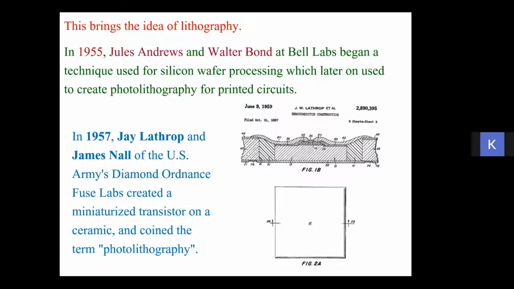Now this concept was later utilized by Andrus and Bond at Bell Lab later in that year. And in 1957, Lathrop and Nall of the US Army's Diamond Ordnance Fuze Labs created a miniaturized transistor on a ceramic substrate and first coined the term photolithography. So you can see how the concept of lithography came within the semiconductor industry, or the electronic device people, from a printing medium. So this is, you can say, a change of the concept from the printing part to the semiconductor industry part or the electronic device part.